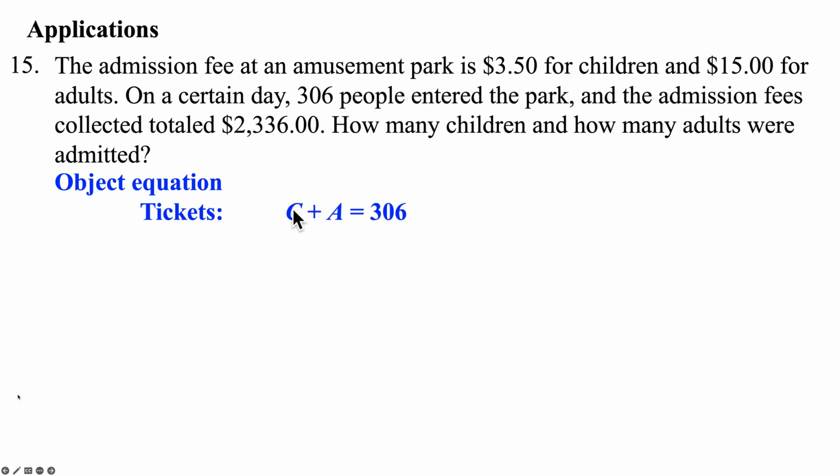I used C for the children, A for the adults. So I used my first letters to abbreviate it. There was 306 tickets sold. Best equation to have because all these have ones in front of my coefficients.